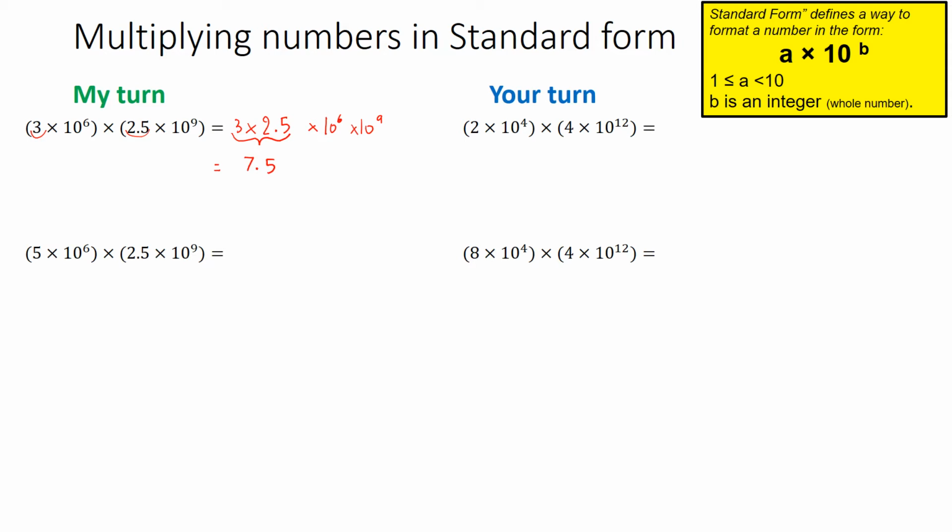And 10 to the power of 6 multiplied by 10 to the power of 9, you can use your laws of indices, or you can think about it as having 6 lots of 10s that are multiplied together, and you add another 9 lots of 10. So in total, you will have times 10 to the power of, well, 6 plus 9 would be 15.